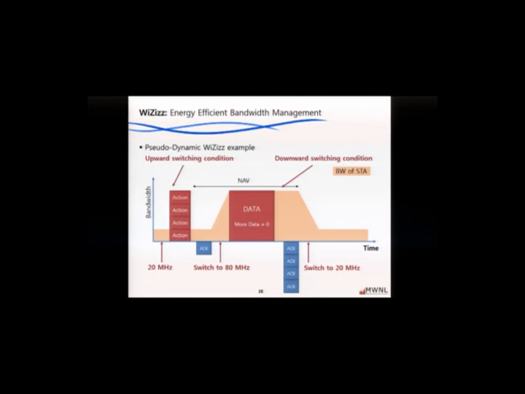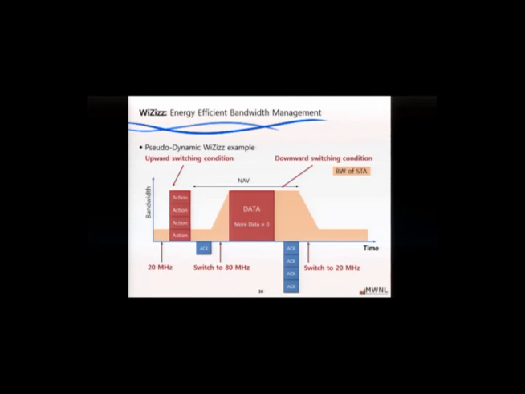Well, the reason is, as I said, by using WiZizz, if an incoming frame which uses wide bandwidth is for somebody else, not for me, I can stay with 20 megahertz, right? So by doing so, as the number of stations increases, the performance gap between baseline and WiZizz can increase. And here, up to 55% energy saving was achieved.